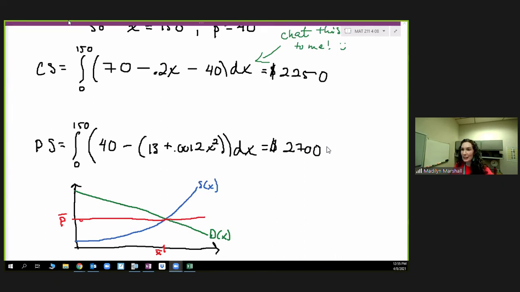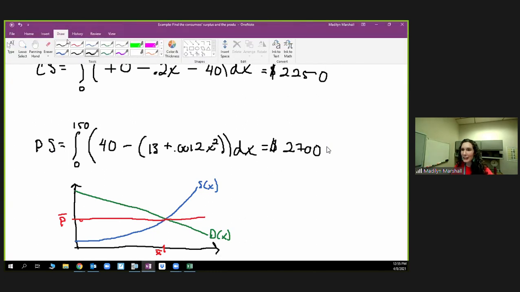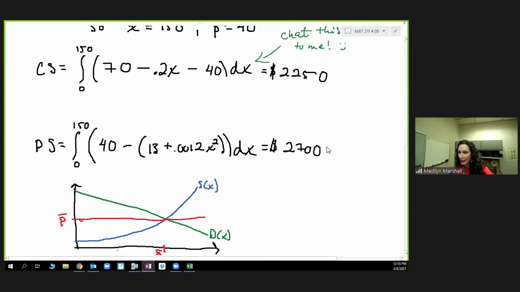So this is our little graph. Graphically, we see up here is the consumer surplus because people were willing to pay more for a product and they were able to pay less. And down here is the producer surplus because they were willing to sell something at a lower price, but they got to charge more.